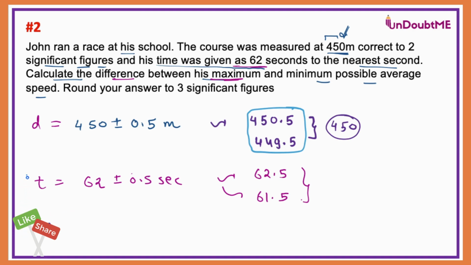Now if I find V average maximum, speed is distance over time, so I will take the maximum value for distance, which is the upper bound, while I will take the lower bound for time. Lower bound for time is 61.5.